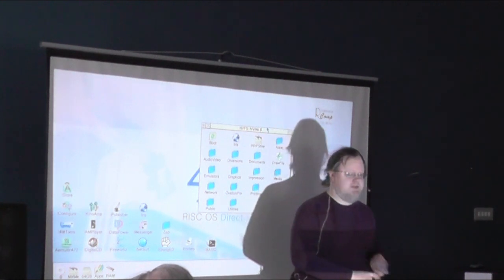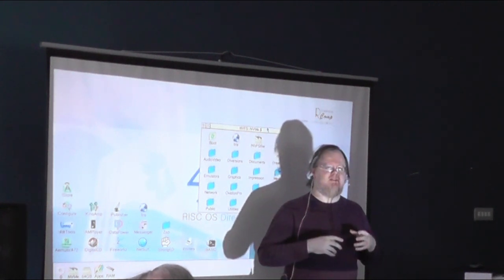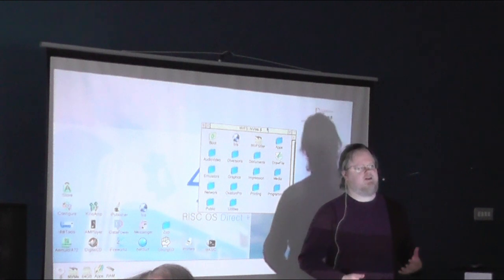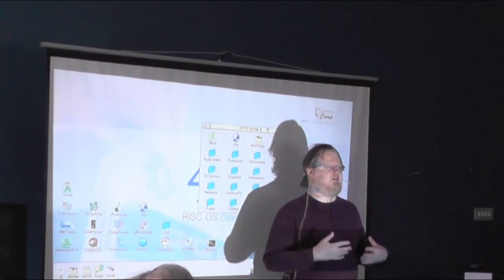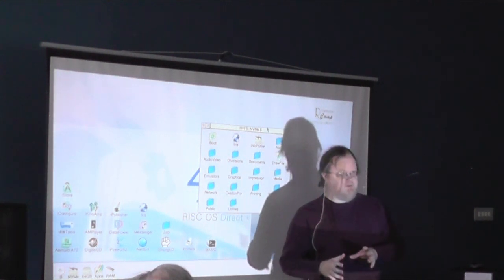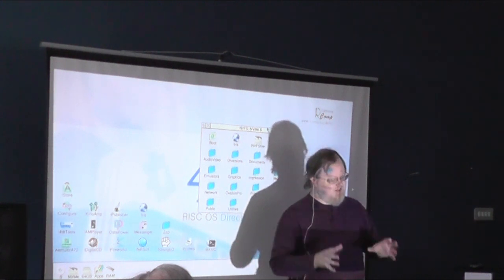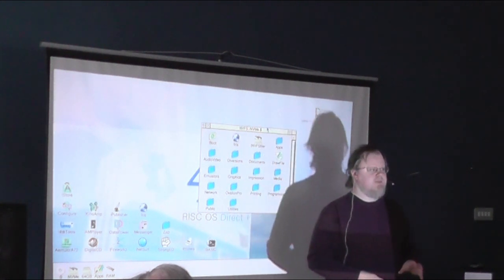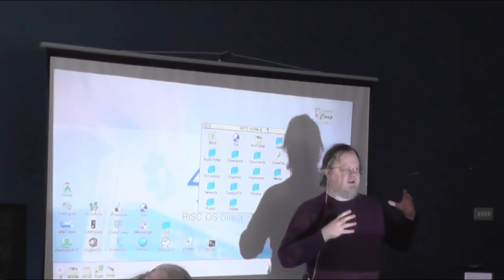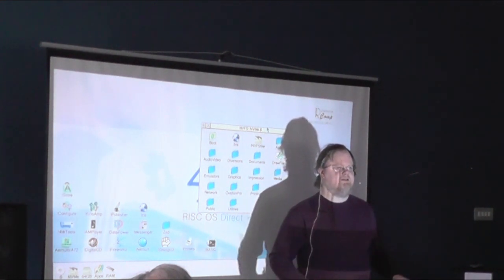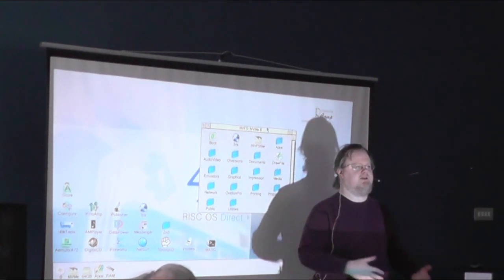Did I say 64-bit? Yes, I did. That means that our disk sizes don't need to be limited to 256 gig anymore. FileCore is still limited to 256 gig. That's why you don't want to touch it. But you've got a system that fundamentally understands big disks.